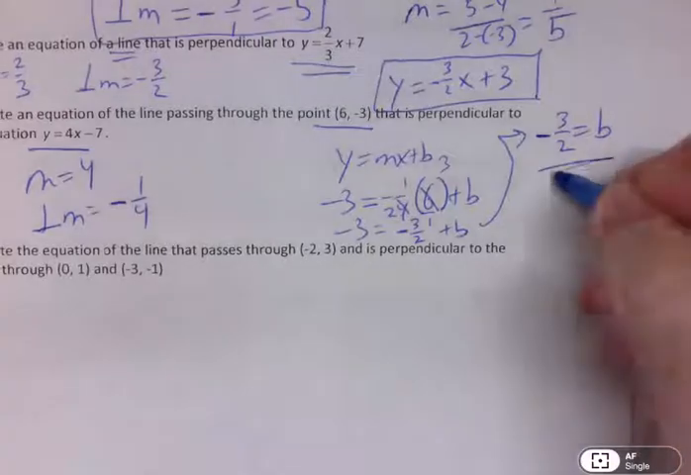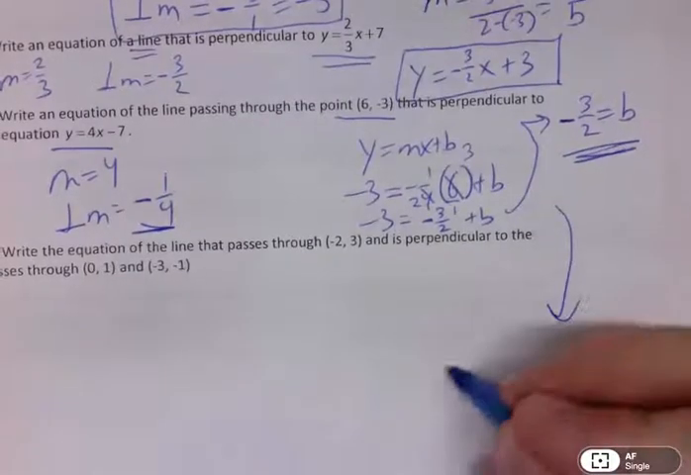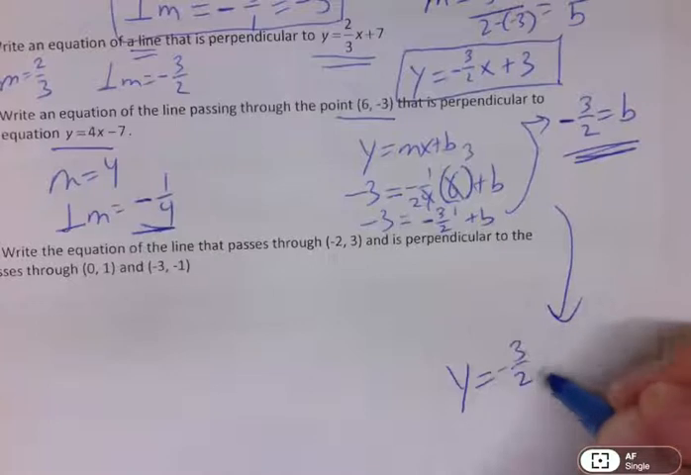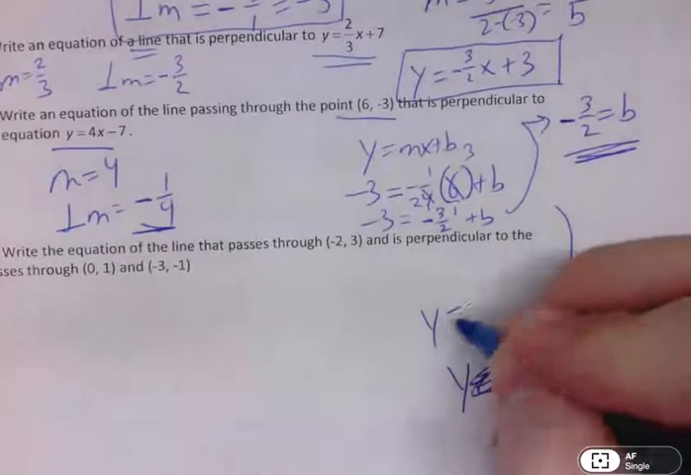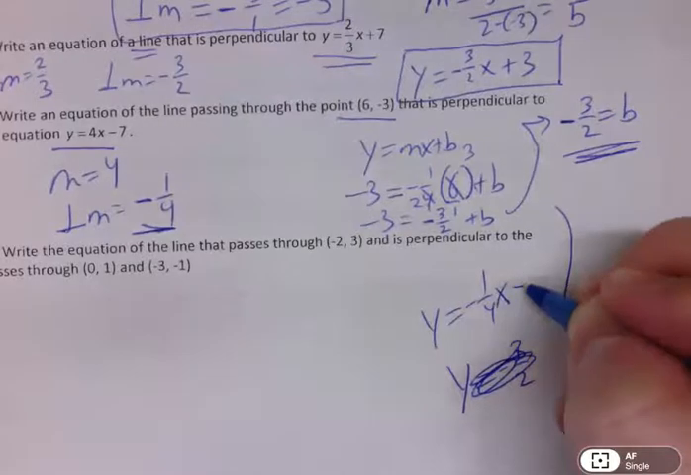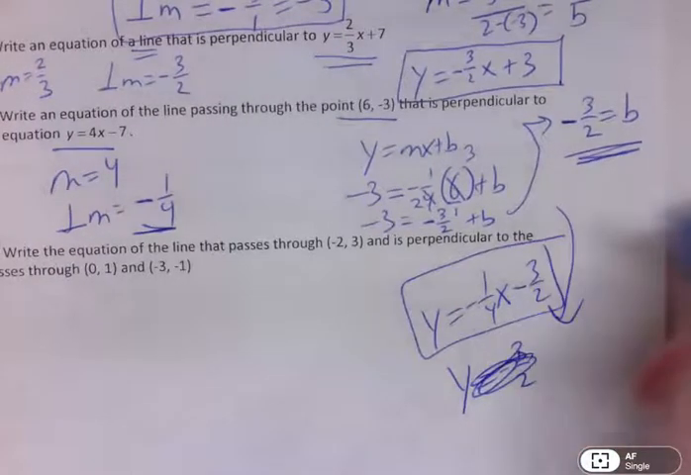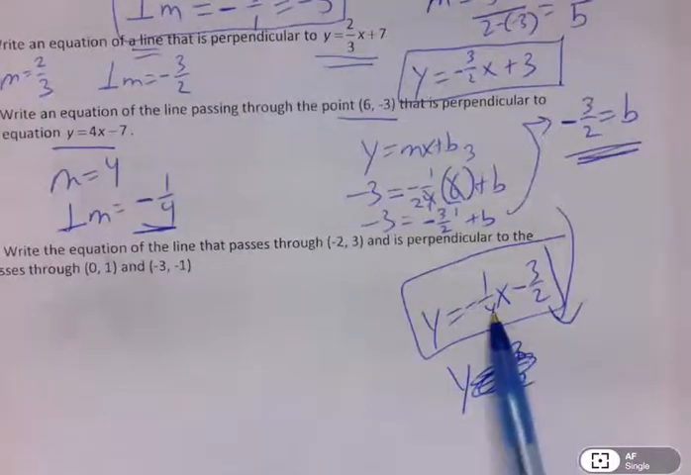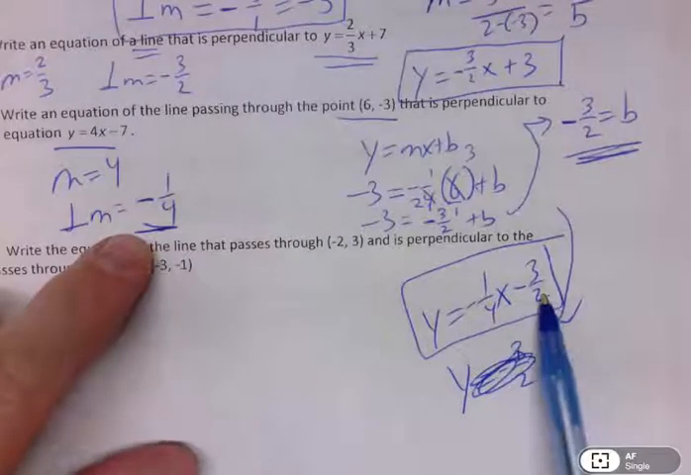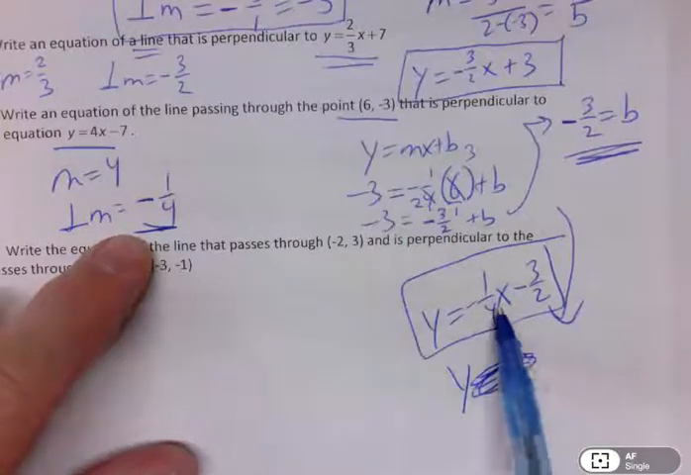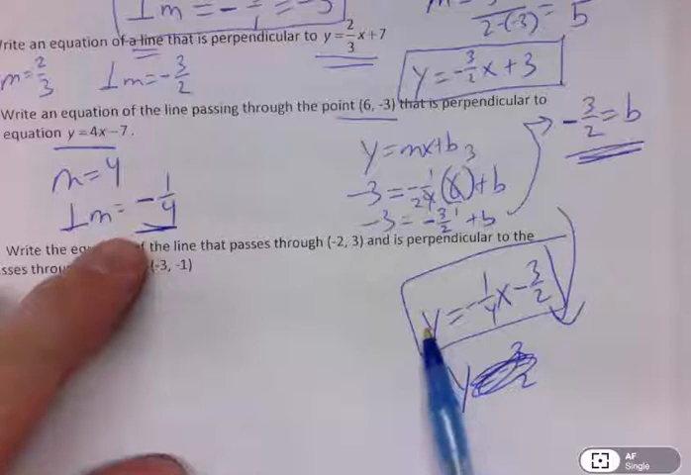So now I know my b value, I know my slope, so I'll finish it down here. Y equals negative 3 over 2, I'm sorry, that's the b. Y equals negative 1/4 x minus 3 over 2. And this has the slope that represents the perpendicular line, and it passes through that point. If I were to plug in 6, I would get negative 3 here.